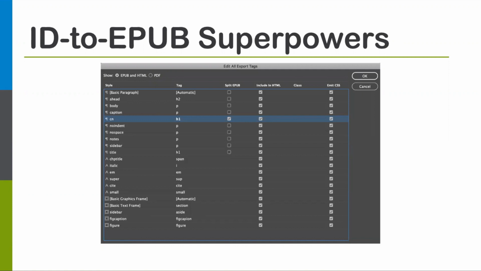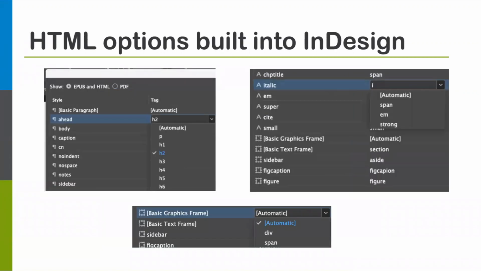One of the limitations of InDesign is the lack of robust options from this window. So if we go forward to the next slide, we can see a little bit of that. So for all of the paragraph tags, you can see that your options are a P tag or H1 through H6.